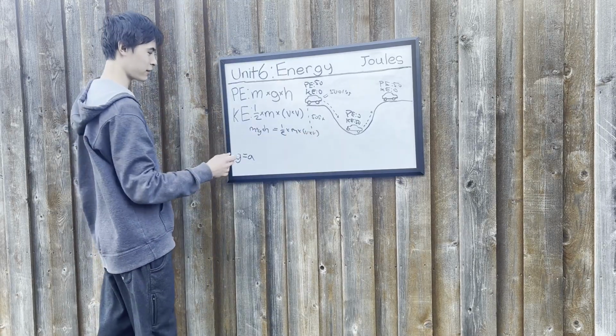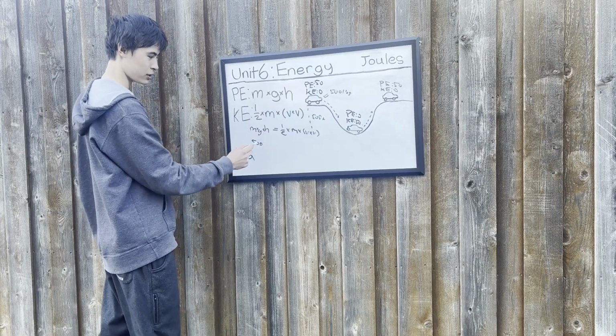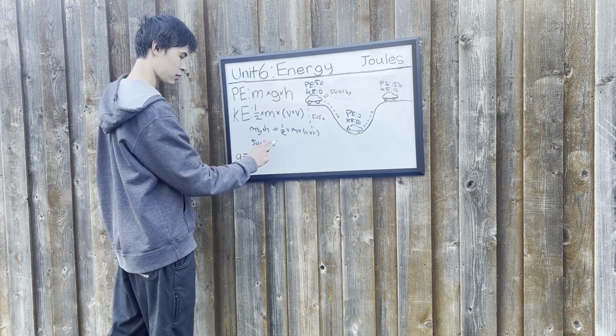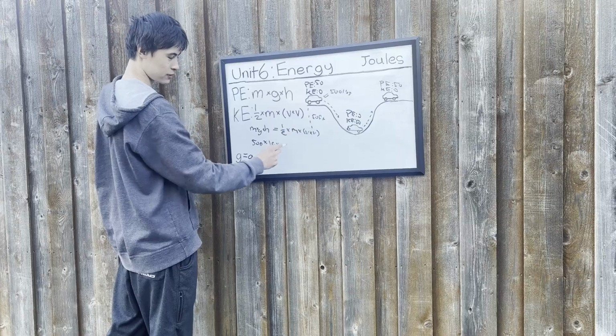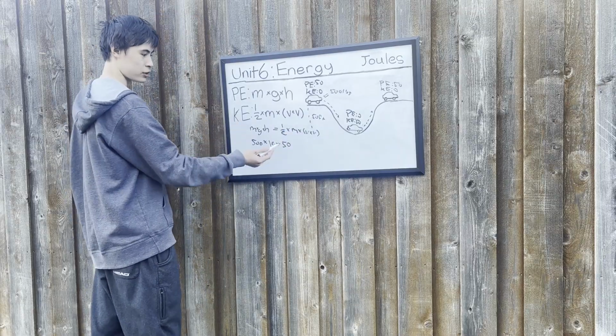And let's plug in our values. So it's 500 pounds, so the mass is 500. G, we know, is always 10 on Earth. And then the height of the hill is 50. This is equal to the kinetic energy.